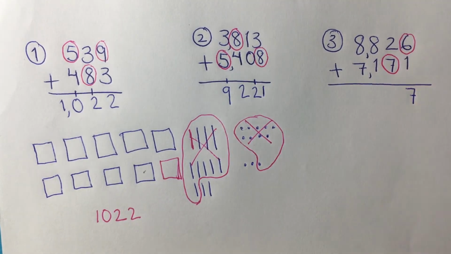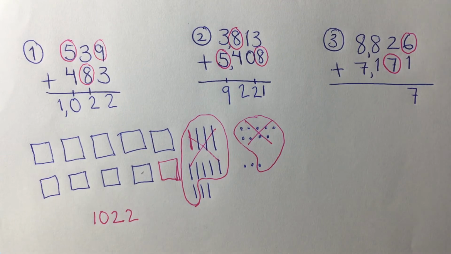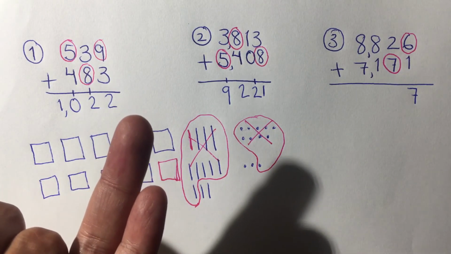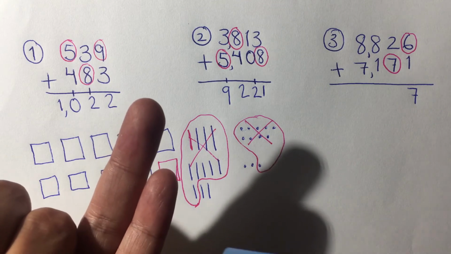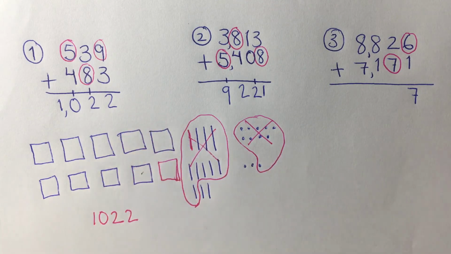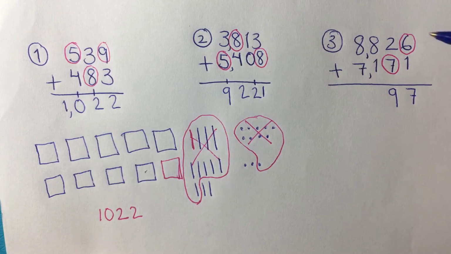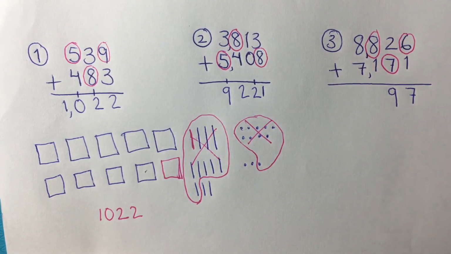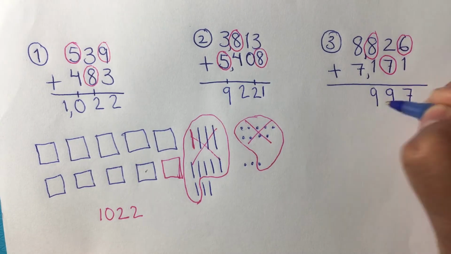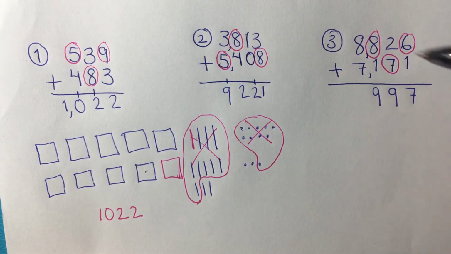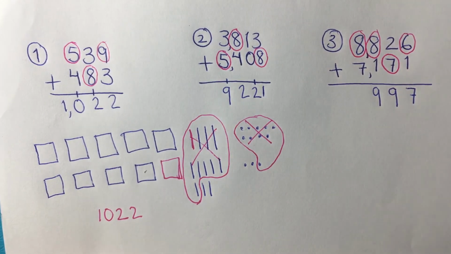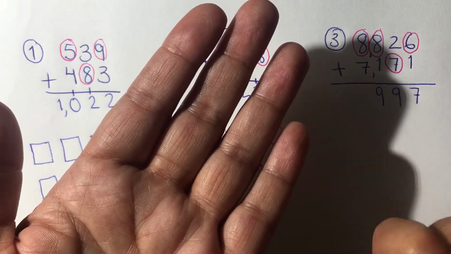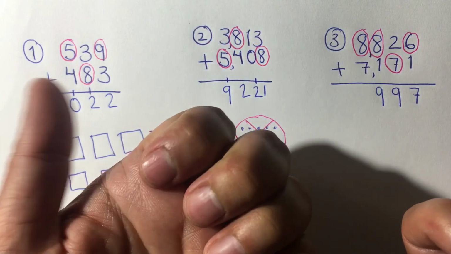7 plus 2, again, I'm circling the biggest one in my mind to make it easier and counting up. So 7 plus 2, 7, 8, 9. Then here, 8 in my mind plus 1, 8 plus 1 is 9. And then 8 plus 7, 8, 9, 10, 11, 12, 13, 14, 15.